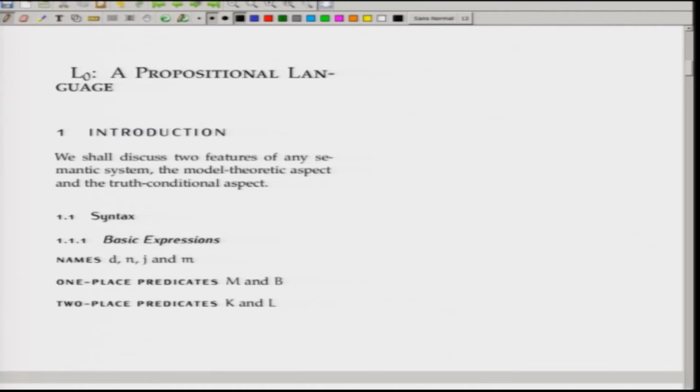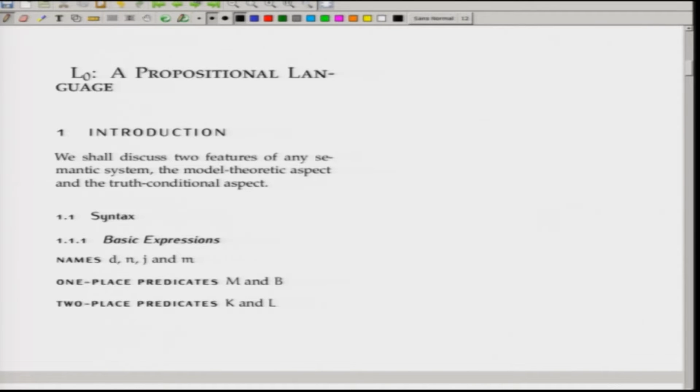Welcome back. So we were talking about the syntax and semantics of a propositional language, which is artificial. Let us just look back and revisit what we did. So the syntax in a nutshell, and then we'll go to the semantics of it.